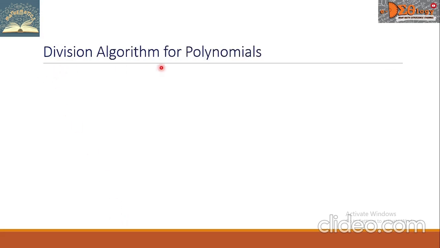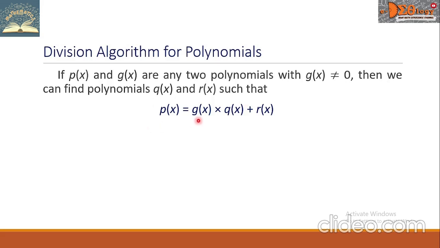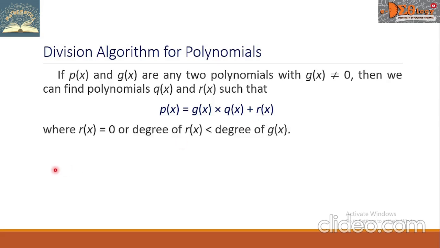Let's have this division algorithm for polynomials. It says, if p of x and g of x are any two polynomials, with g of x not equal to 0, then we can find polynomials q of x and r of x, such that p of x equals g of x times q of x plus r of x, where r of x equals 0 or degree of r of x is less than degree of g of x.